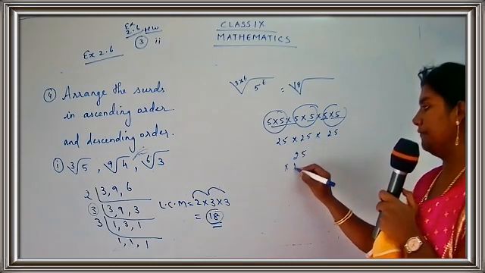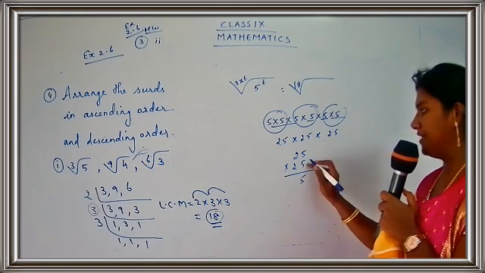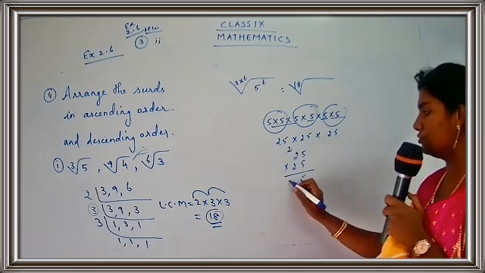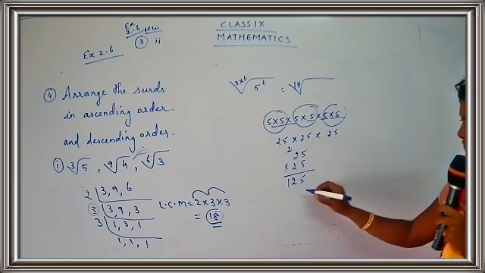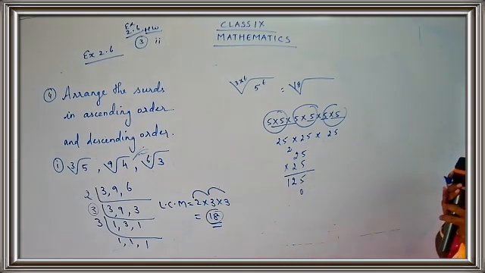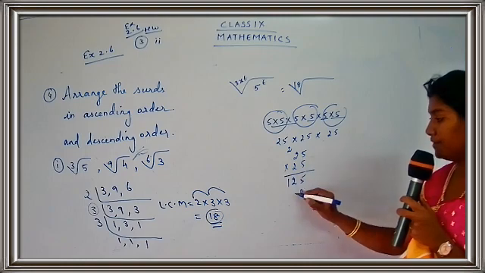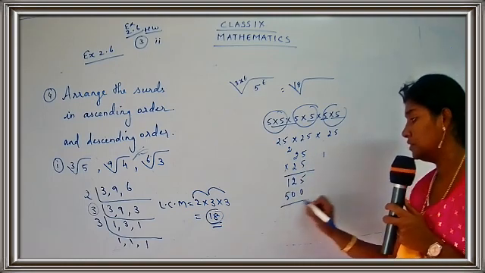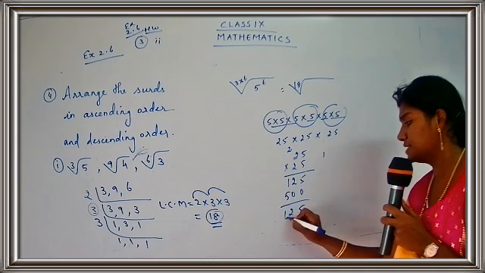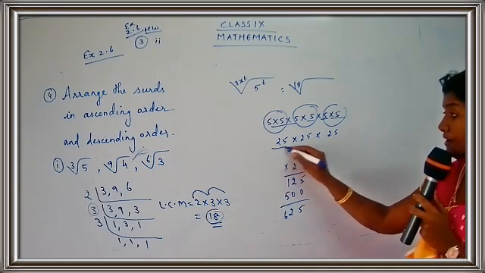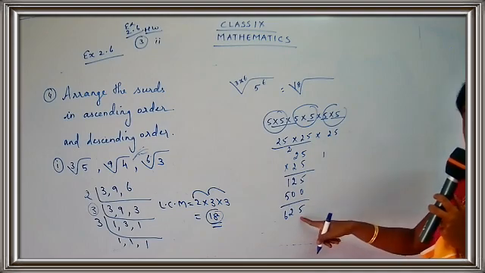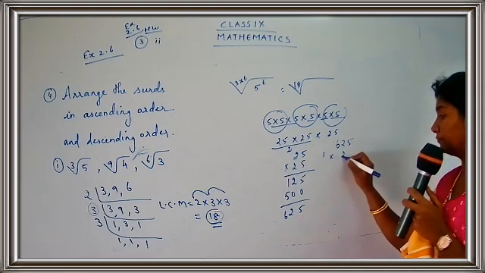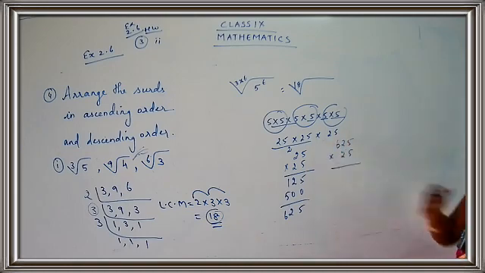25 into 25. 5 5s are 25. 5 2s are 10. 10 plus 2, 12. All simple calculations you people can just do. So 0, 5 2s are 10. 2 2s are 4 plus 1, 5. You get 625. So I have just multiplied 25 into 25. I got the answer as 625. So you have to multiply by 25 now. Come on, multiply.